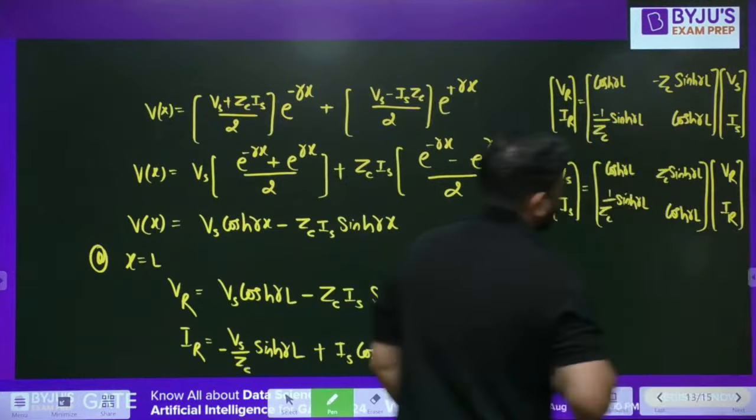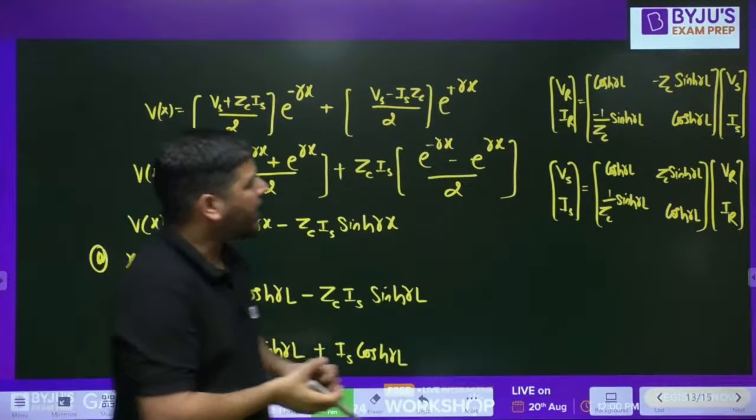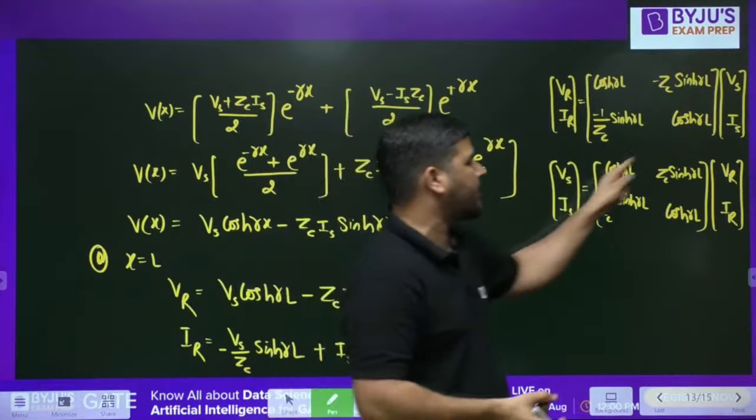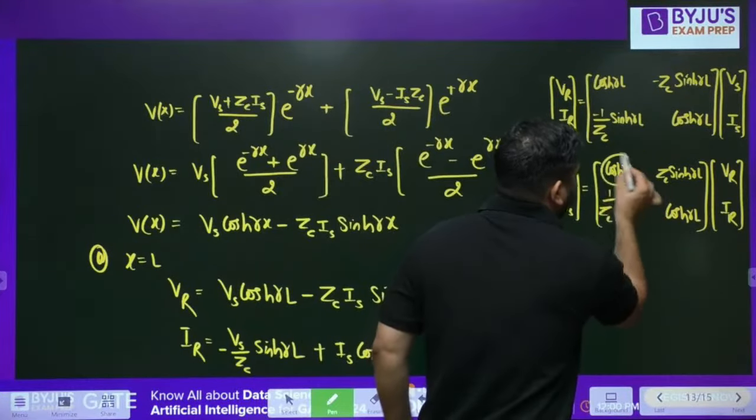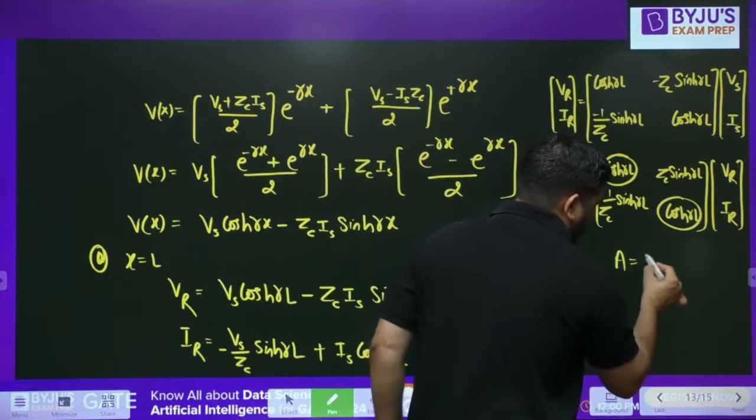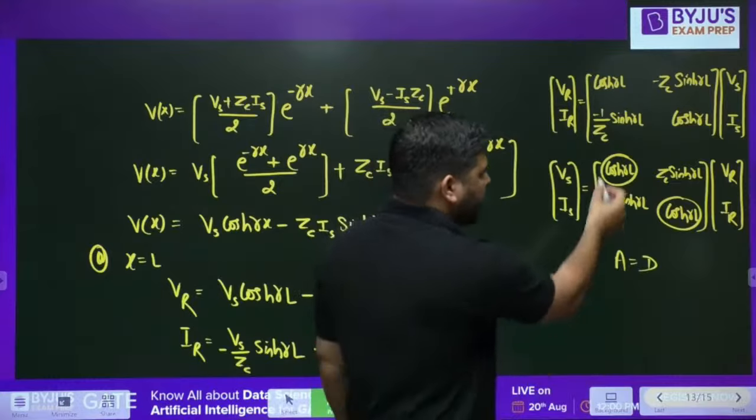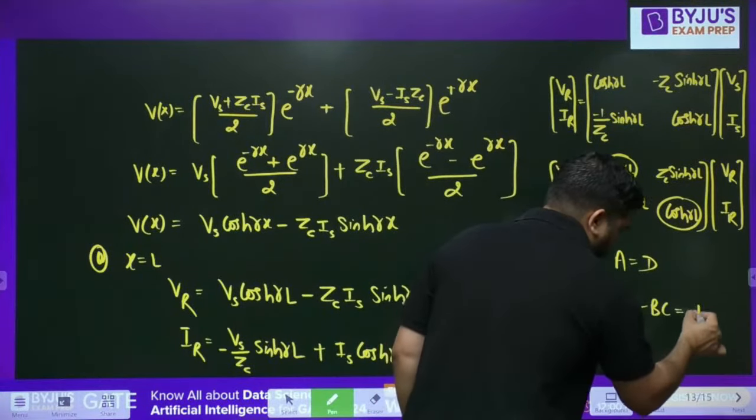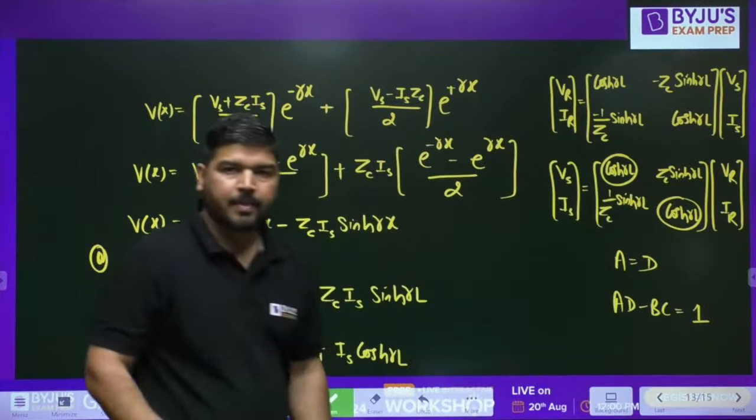Okay, I hope it is clear, guys. So we have calculated the inverse of this and multiply on both sides. So Vs Is will be this. So this is our A, this is our B. So you can see that this is our D. So you can see that A equal to D. And if you take the determinant of this, AD minus BC, that will always be 1. You can check it.